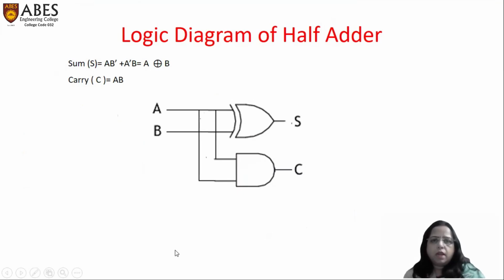Here is the logic diagram of the half adder, in which we have sum as A B bar plus A bar B, that is equal to A XOR B, and carry equal to A into B. In the logic diagram, you can see that for sum S, we have A and B as the inputs, and they are being given to the XOR gate, and from it the sum output is taken, which is A XOR B. And for the carry, since we are having the ANDing of A and B inputs, the output would be A into B. So this is all about our half adder circuit, in which we can add two input bits.